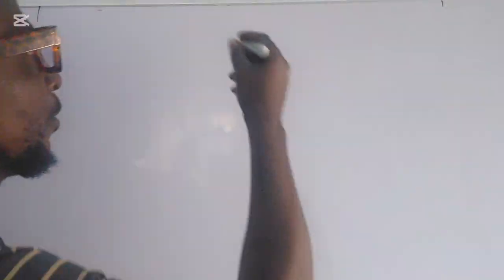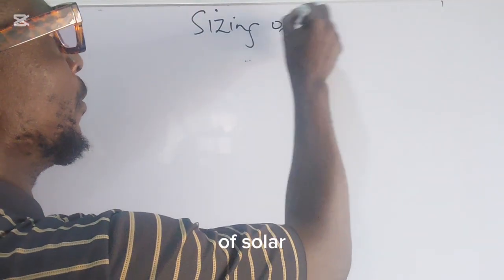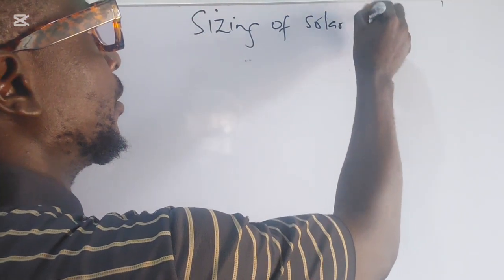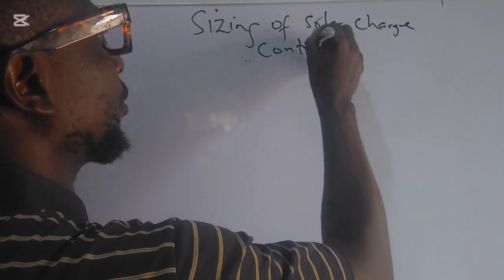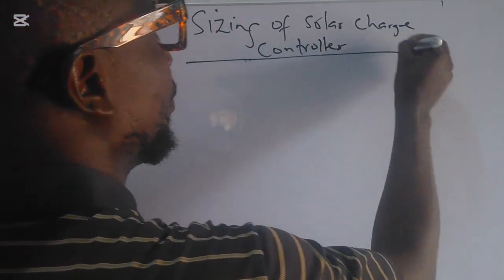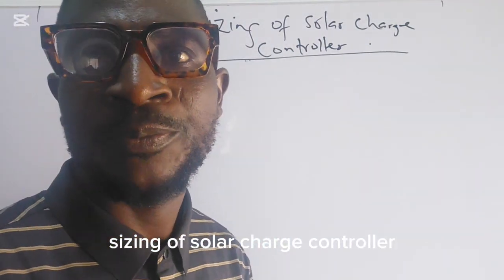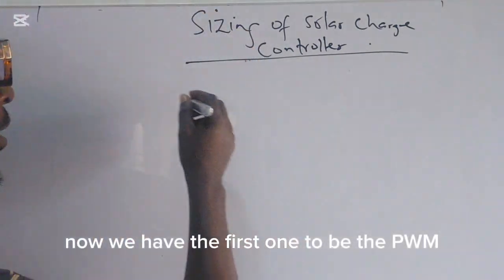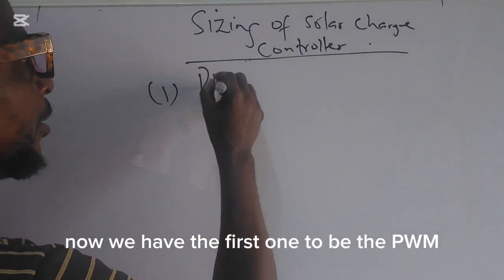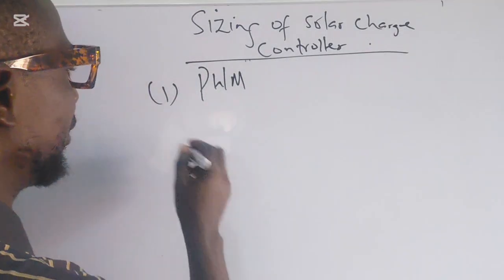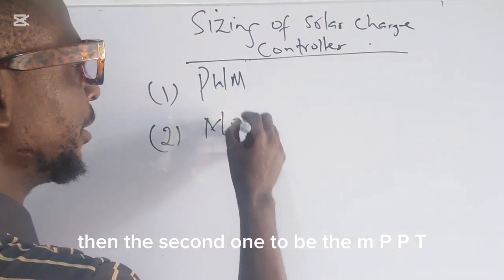Sizing of solar charge controller. Now we have the first one to be the PWM, then the second one to be the MPPT.